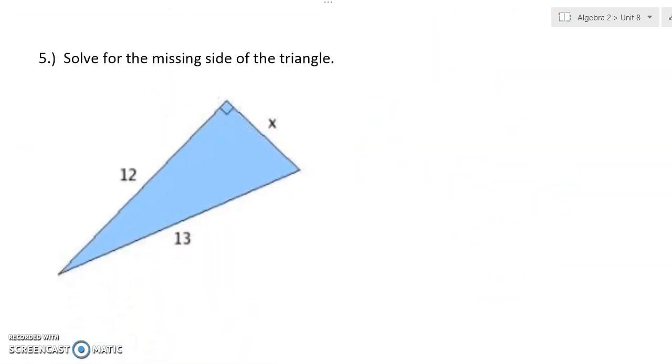So solve for the missing side of the triangle. Now it's shaped a little bit different. Here's the 90-degree angle, so across from it is my hypotenuse. So this one is my hypotenuse. Okay, which means the other 2 are my legs. So legs are A and B, and my hypotenuse is my C.